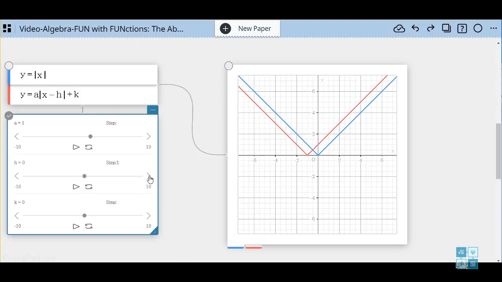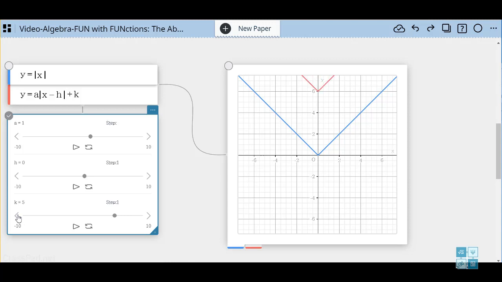So let's reset the value of h to 0, so we overlap the parent function, and now let's explore what k does. Let me fix my step here to 1, and as we increase k by 1, notice what happens to the graph. The graph shifts up. I have it out of the screen there because I got out of the window range.